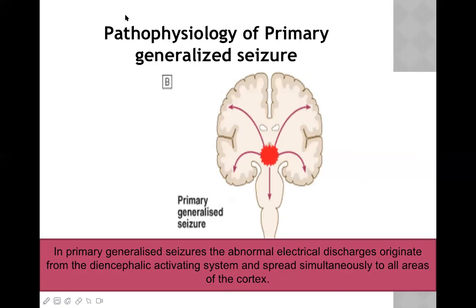Now, what about primary generalized seizure? Now, the focus itself is in the diencephalon area. If the focus is here, then it can easily transmit to most of the parts of the brain and result in generalized seizure. A perfect example is generalized tonic-clonic seizure. These are some of the important points.